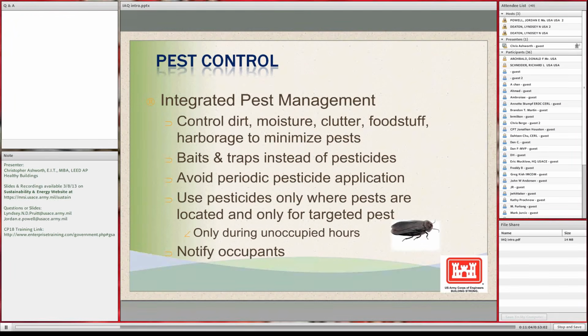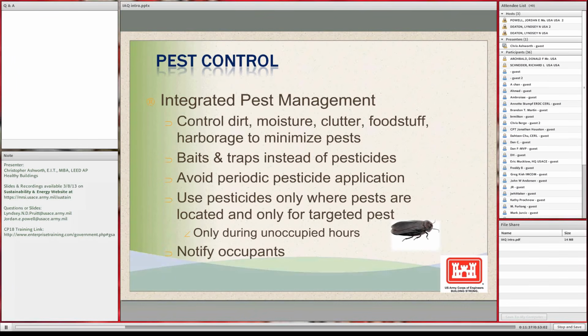Another big aspect is pest control, using an integrated pest management plan where possible. The big part about this is to avoid using random spraying and spraying during occupied hours, especially when people are walking in and out of buildings. It happens all the time. But you really want to try to do this during unoccupied hours if you have to use that. But also try to focus on using baits, traps, and more eco-friendly ways of managing your pest issue.